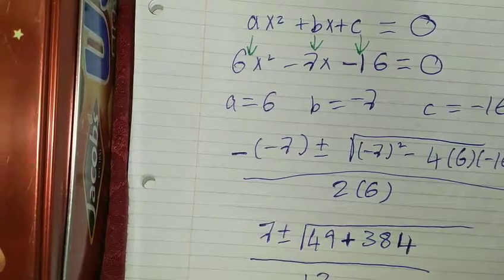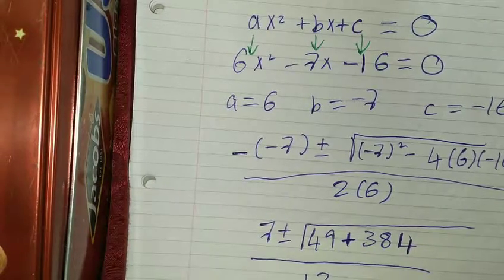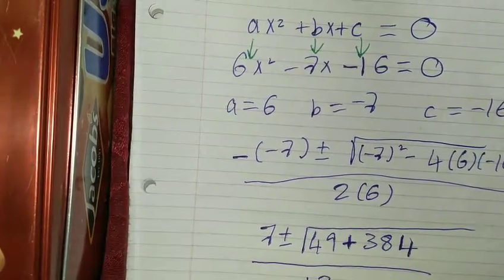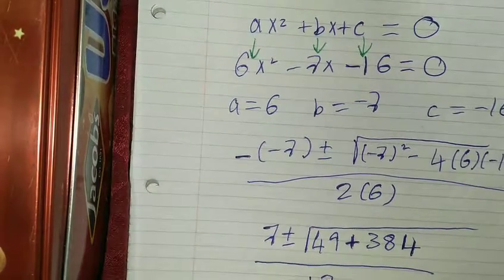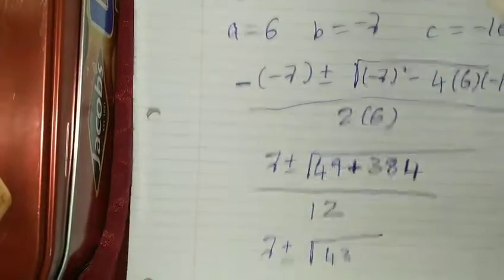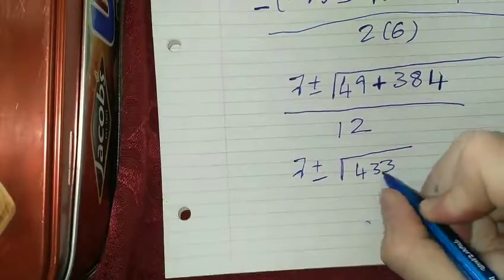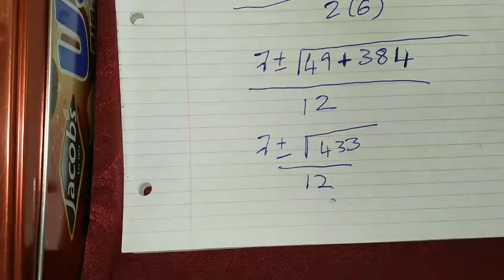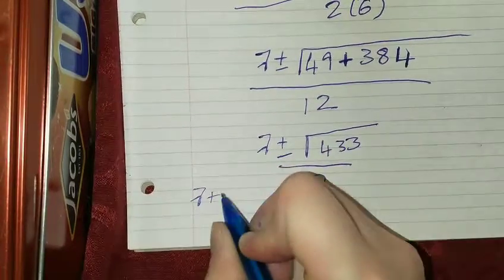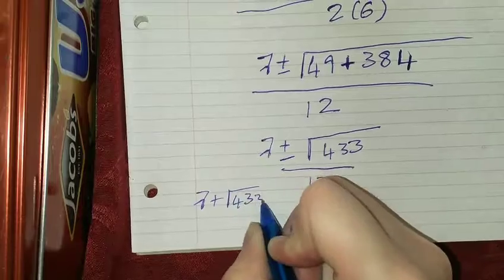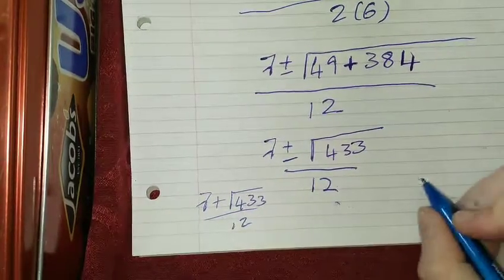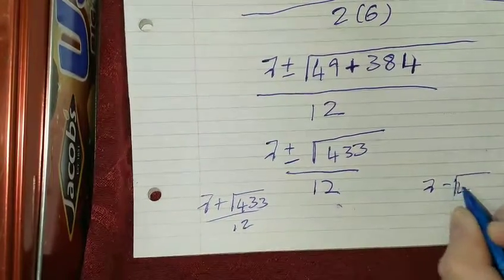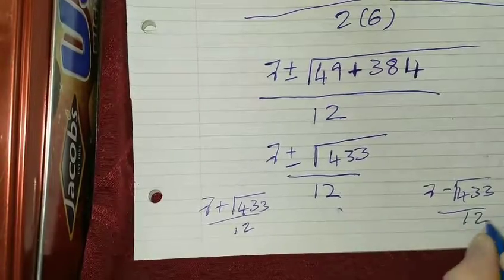So 384 and 49, so 7 plus or minus the square root of 433 over 12. I'm asked to give the answers correct to a certain number of decimal places, so I have to work them out. The first answer will be 7 plus the square root of 433 over 12, and the next answer will be 7 minus the square root of 433 over 12.